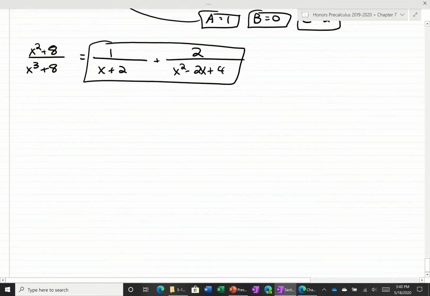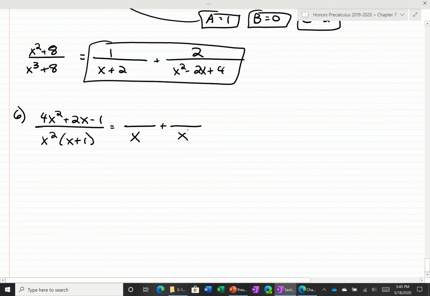We'll do the next one, problem number 6. So problem number 6, it says we have 4x squared plus 2x minus 1 over x squared times x plus 1. So the x squared is a repeated factor. We're going to have an x, we're going to have an x squared, and then we're going to have an x plus 1. x is the actual factor, not the x squared. So this will just be A, this will be B, and this will be C.